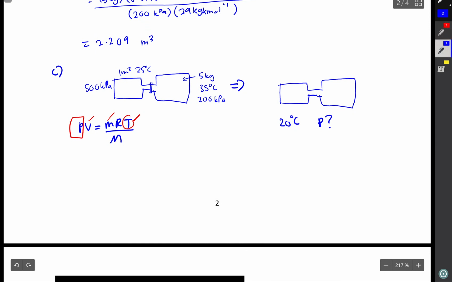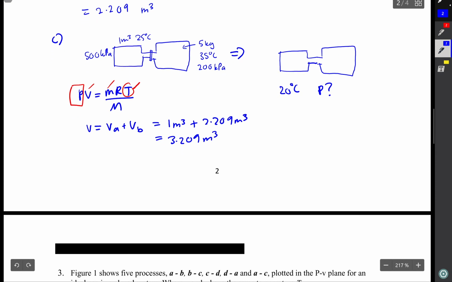Okay, so the combined system has the volume of VA plus VB. A refers to question A, VB refers to the volume from question B. The volume given in question A is 1 meter cube, and the second volume you just obtained here is 2.209 meter cube. Thus the total volume is 3.209 meter cube. So you get the new volume.